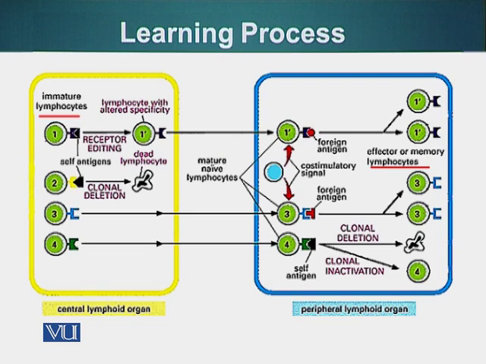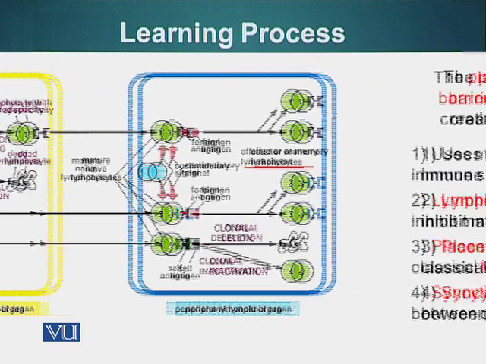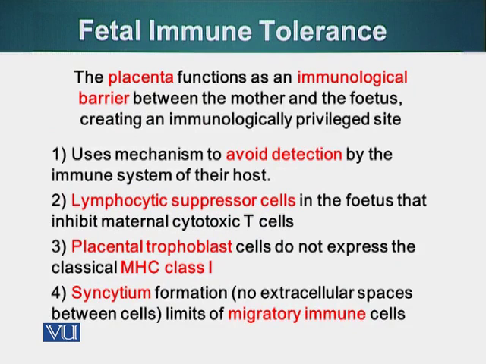We will also talk about this when we talk about T cells, how T cells learn, but here we are talking about the B cells. So let's continue with our discussion of immune tolerance of self. There is also a special case in which our immune system has to learn not to attack the developing fetus, for example. So how is it that the immune system in the mother's body does not attack the fetus?